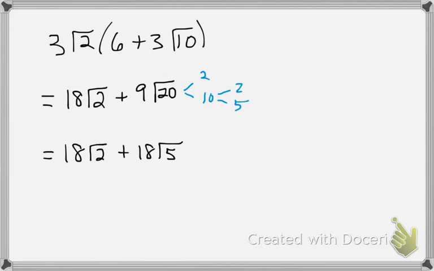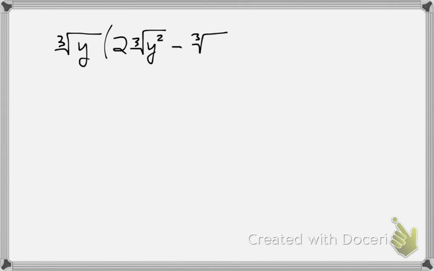Okay, so what if we did the cube root of y times 2 cube root of y squared minus cube root of 9. Again, what am I doing here? Just distributing.